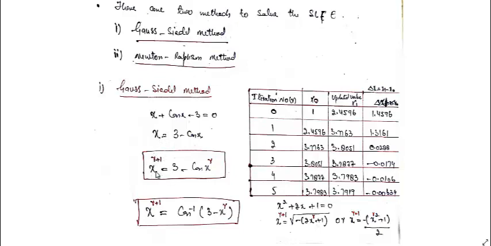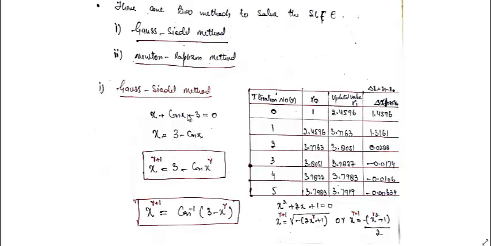You can see that the updated value will be equal to 3 minus cos of the previous value. So this is the new value, this is the previous value in every iteration. In terms of r, it can be represented like this: x raised to the power r plus 1 is equal to 3 minus cos x raised to the power r.